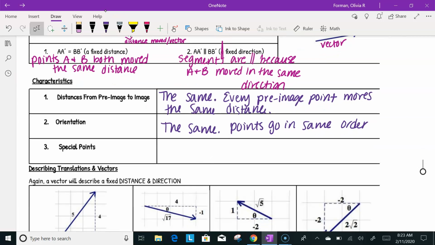Special points, if you remember from reflections yesterday, were the points that were on the line of reflection that did not move. With a translation, we have no special points. All points are going to move.